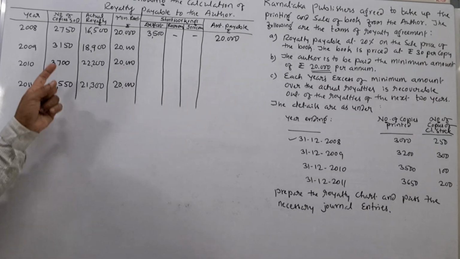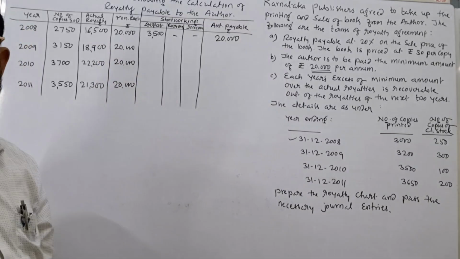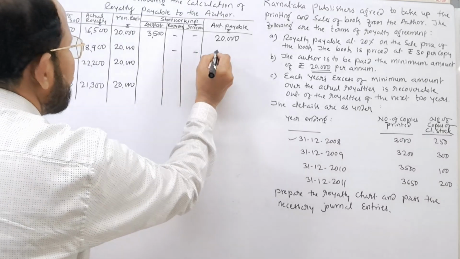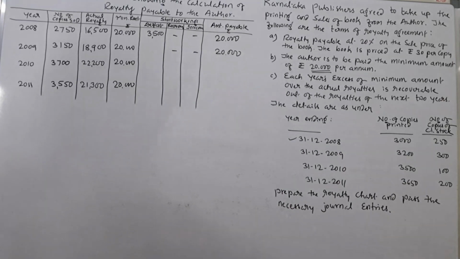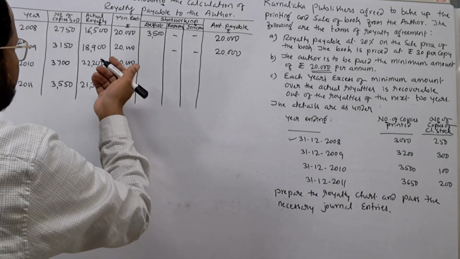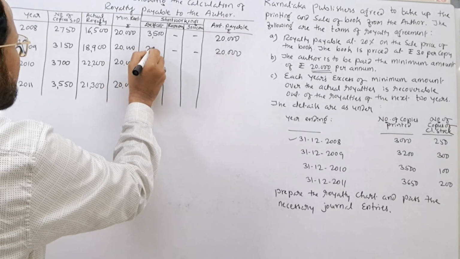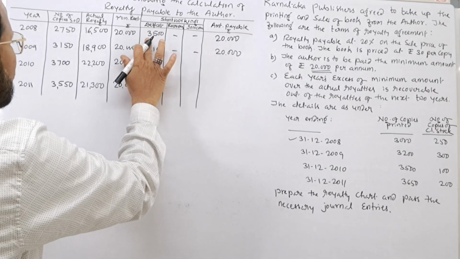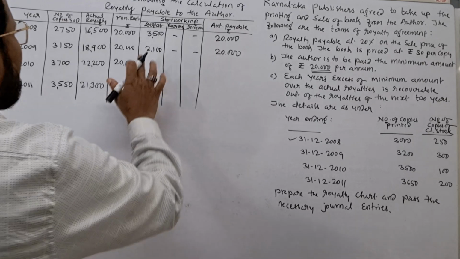3,500. Then in the next year 18,900 is the actual royalty and 20,000 is the minimum rent. Here also deficit is there. That deficit we have to calculate, and the author will get in the second year also rupees 20,000. Here deficit is how much? 2,100. Not 2,100, this is 1,000. What is the total? 18,900 means 1,100 it comes.